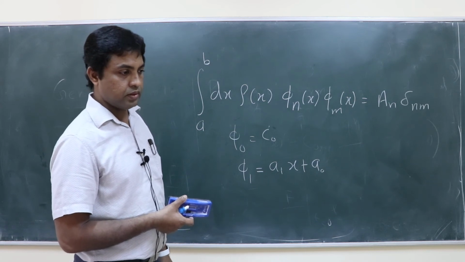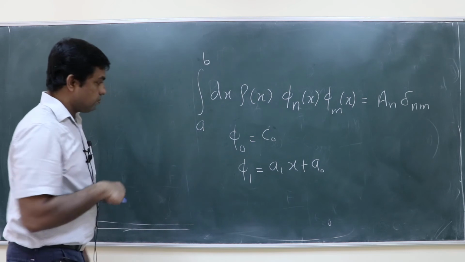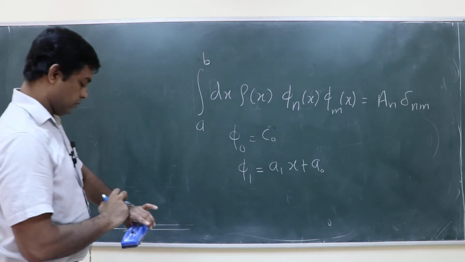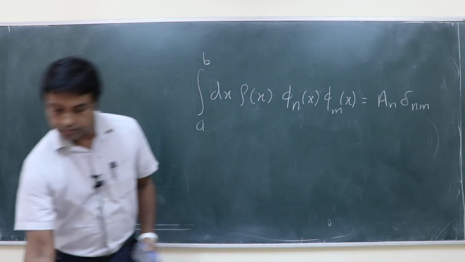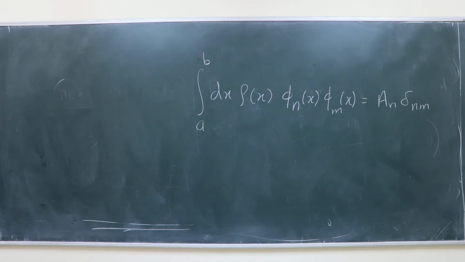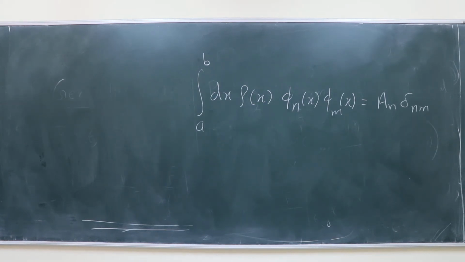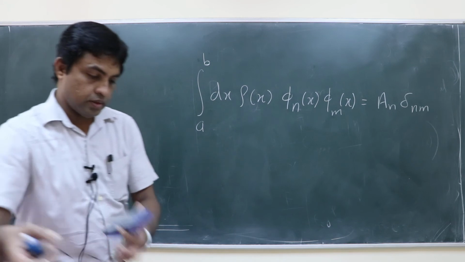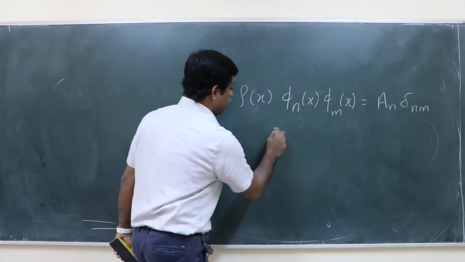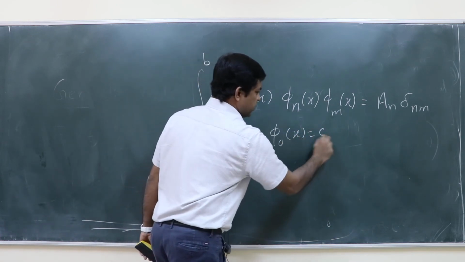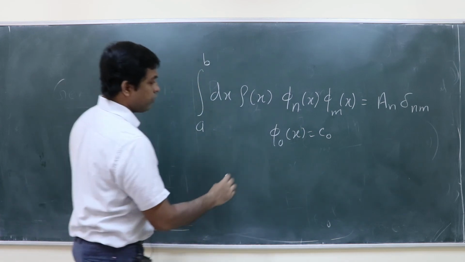Can you explain again how we can find phi 1? Okay, so one second. I will spend 2-3 minutes to make you understand that. Already we found phi 0, which is something C0. Now we want to find out phi 1 of x.